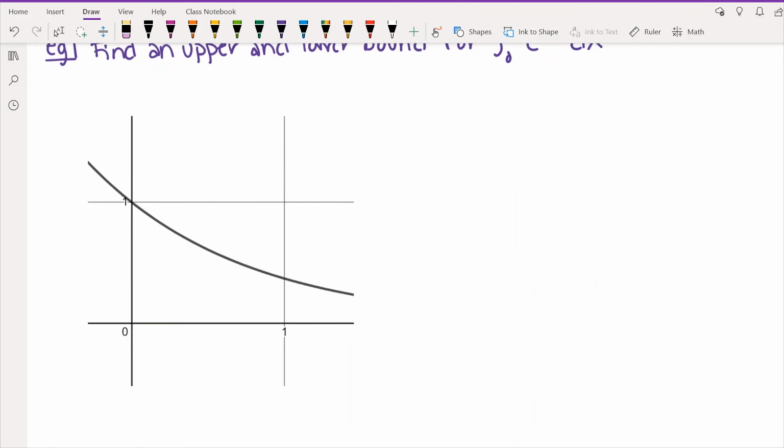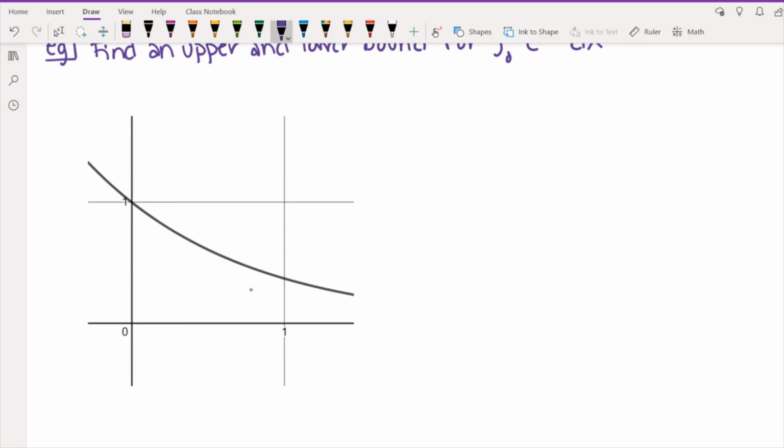Okay, so how are we going to find an upper and lower bound without actually going through the process of doing rectangles and stuff? I guess I shouldn't say that because there are going to be rectangles involved, but we're not going to do a right-hand or left-hand sum. So what we're going to do is figure out what is the very highest value that this function reaches on the interval from 0 to 1, and what is the very lowest value, and then use those to determine the largest and smallest possible value the function could be.